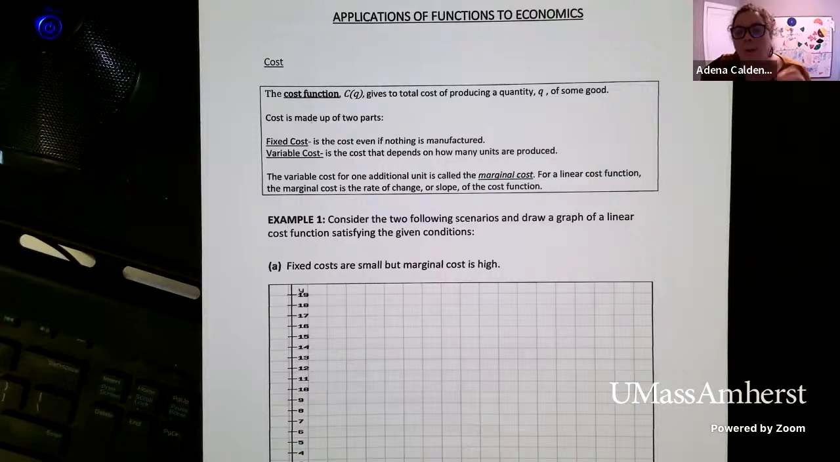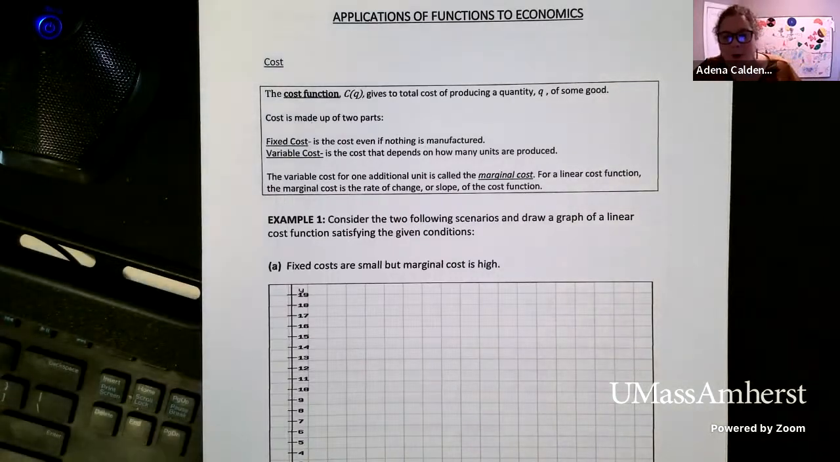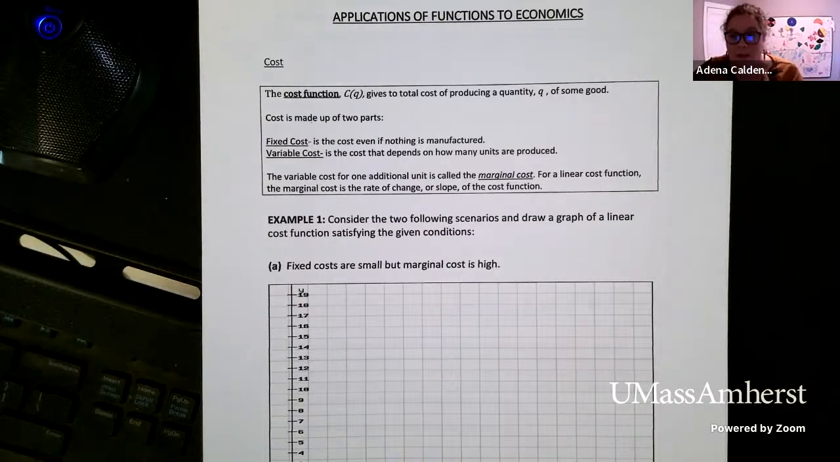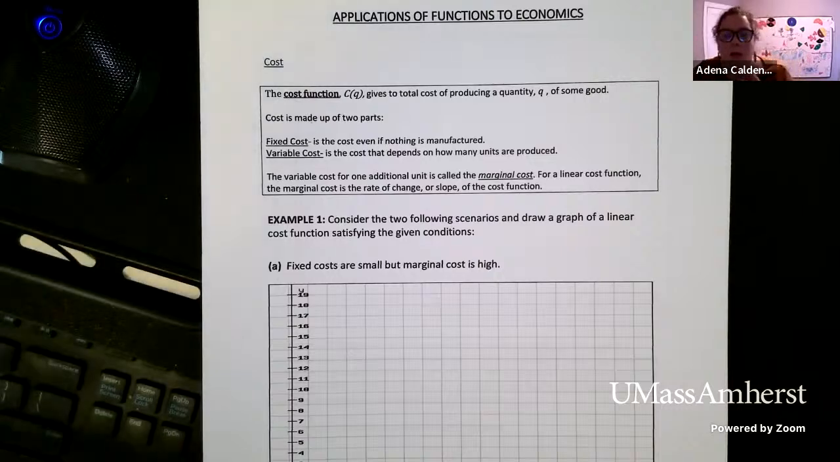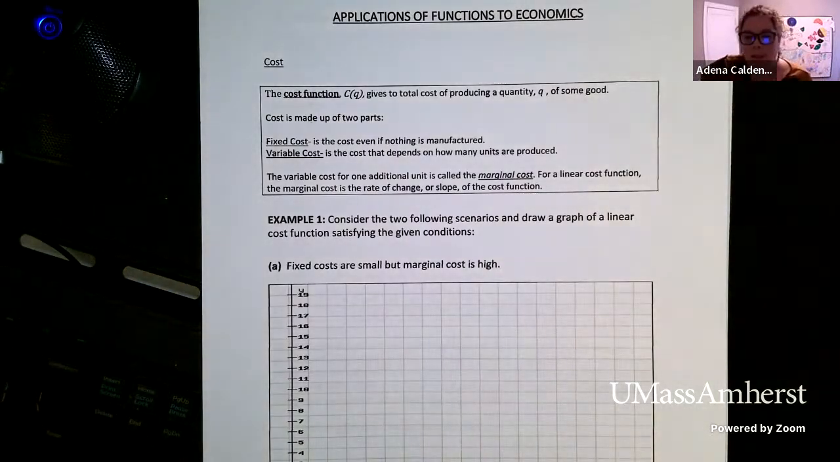And so when we talk about cost, we're talking about how much it costs us to make a product, okay? So let's say that you are going to make, trying to think of something, you're going to make pianos. I don't know, maybe you're in the piano business, right? When we talk about cost, we're saying how much does it cost me to make and manufacture one piano, right? So that's what we're talking about when we talk about cost.